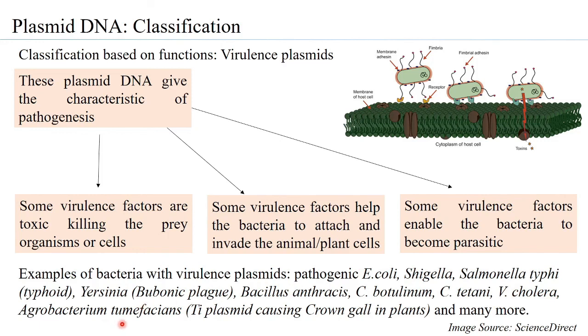Agrobacterium tumefaciens has a plasmid that is called the tumor-inducing plasmid, and when this plasmid enters a plant cell, it can cause crown gall, a tumor-like structure in the plants. And likewise, there are many more other examples.